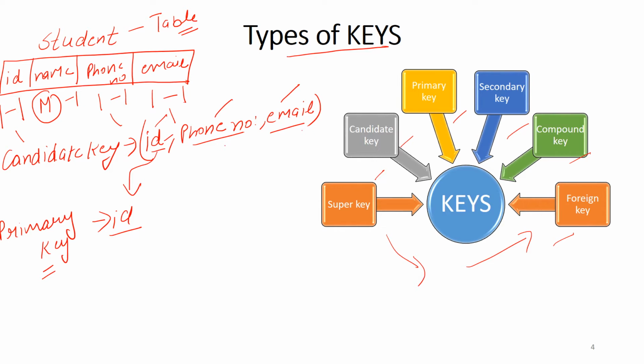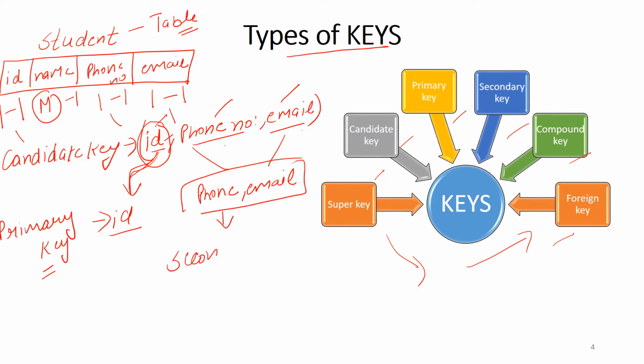We can divide the candidate key into 2 parts: primary plus secondary. The column which we are going to take as the primary key is the ID, and the leftover attributes like phone number and email ID from the candidate key will be our secondary, or you can say alternate key. So we will take our primary key and our secondary key from our candidate key.